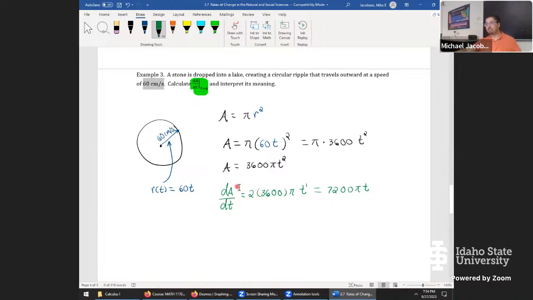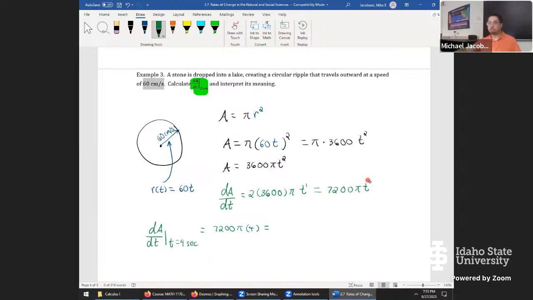Well, we have the derivative at any time t. This is the instantaneous rate of change of the area of that circular ripple with respect to time. What we want to know is, at what rate is the area increasing when time is equal to 4 seconds specifically? So here's our next step. dA/dt, evaluate it when t equals 4 seconds, which just means we're plugging a 4 right inside here. So nothing too major. 7,200 times pi times 4.